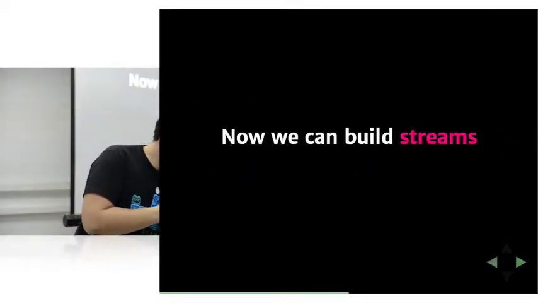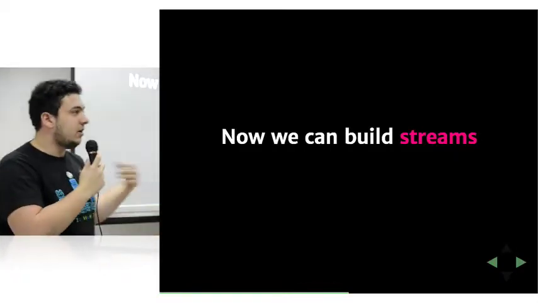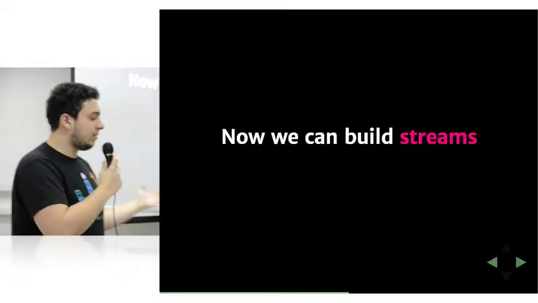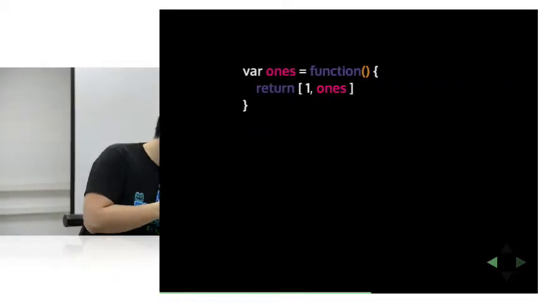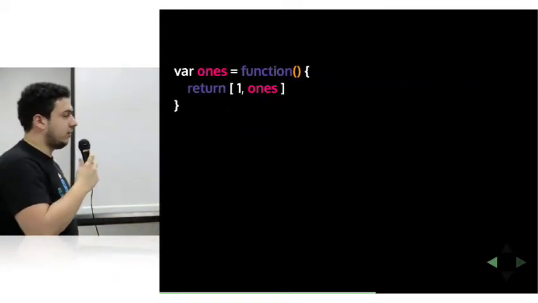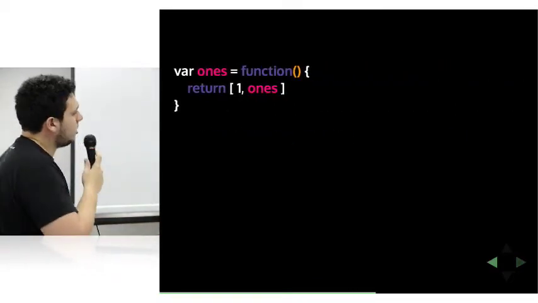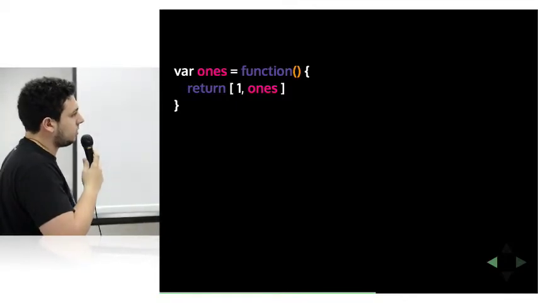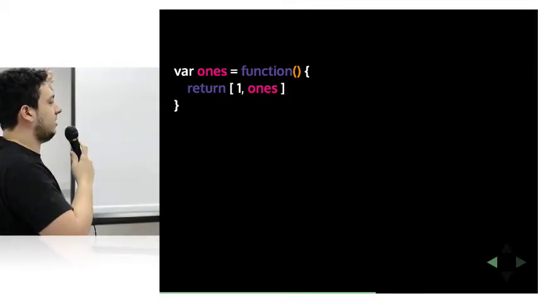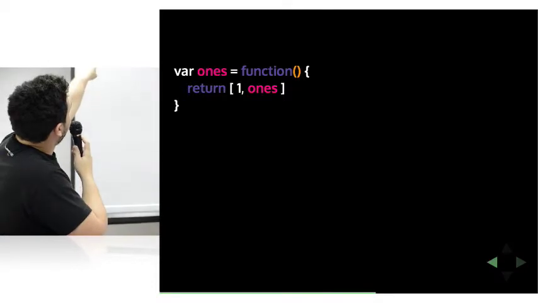This is all we need to build a stream. A stream is an infinite list. It holds an infinite number of values. Let's build the infinite stream of ones. Can you see? I can't see it, so if you can't see... Right, so, okay.